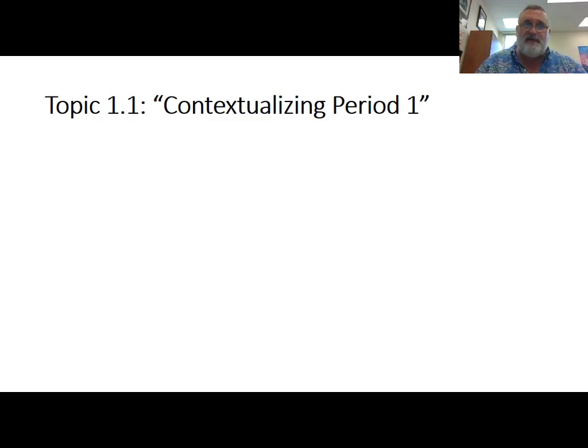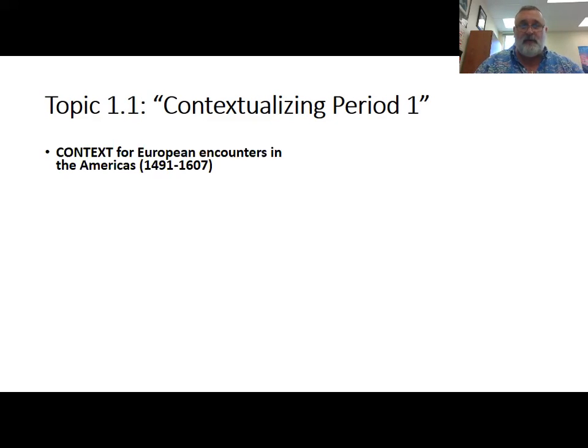Every period begins with a topic called contextualization. So in contextualizing period 1, what you're going to be looking at are the things that you need to associate with this time period that will give you a context in which to understand the main themes and the main ideas within the years between 1491 and 1607. So what was going on when Europeans were getting over here? What was their background? What was their history?